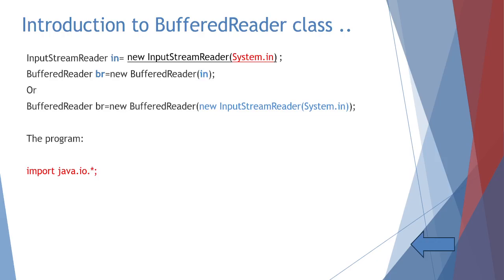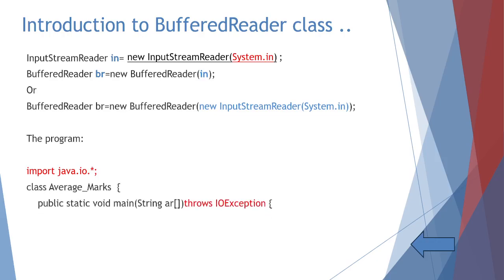In Scanner, what had we done? Import java.util.Scanner we have written, because only one class is involved. Here, three classes. What are they? BufferedReader, InputStreamReader, and IOException classes. So we say import java.io.*, all the classes I want.